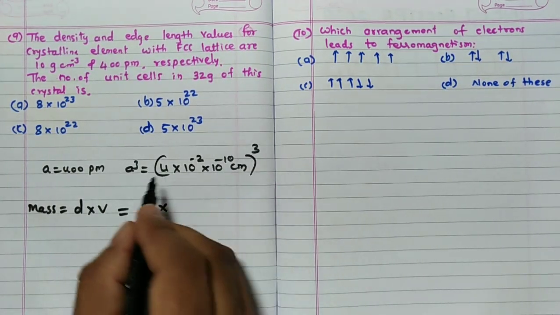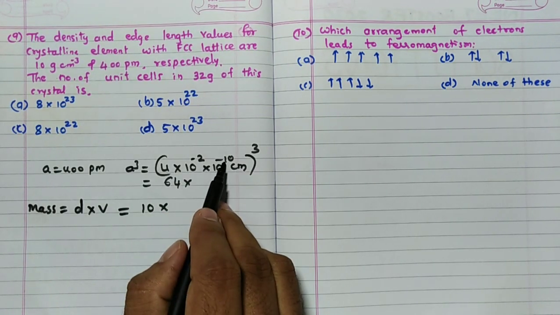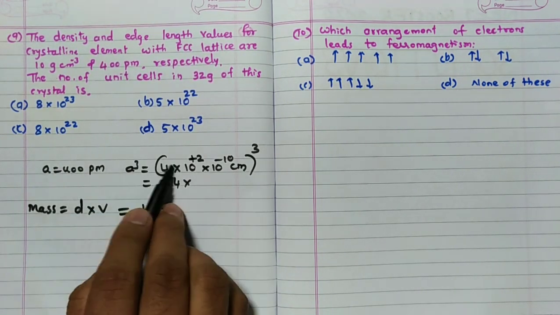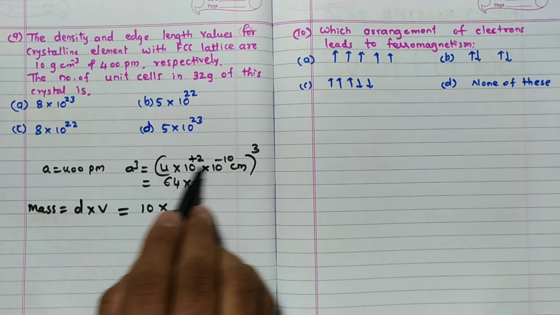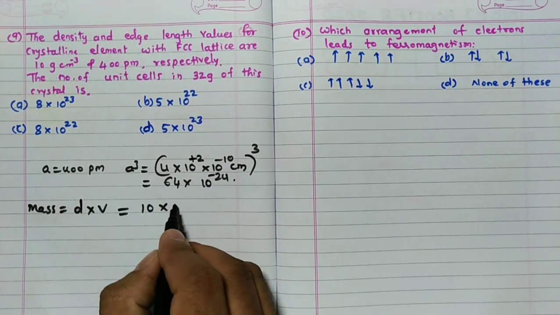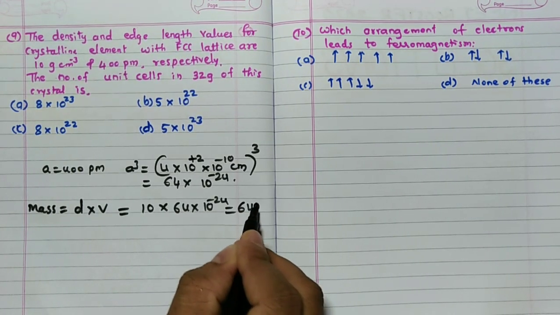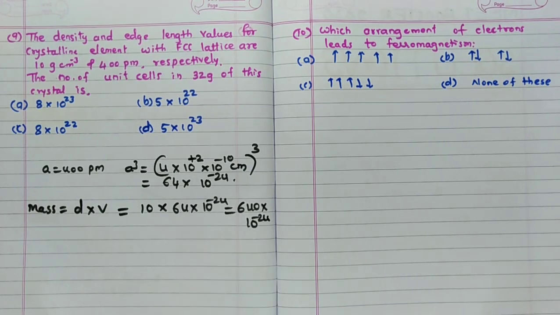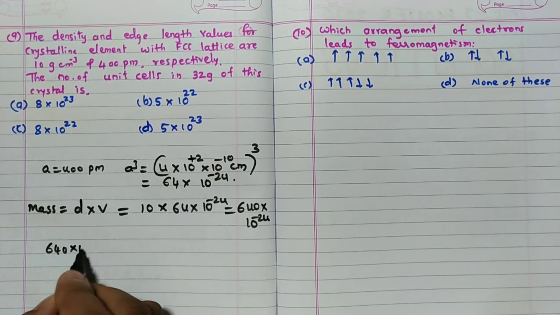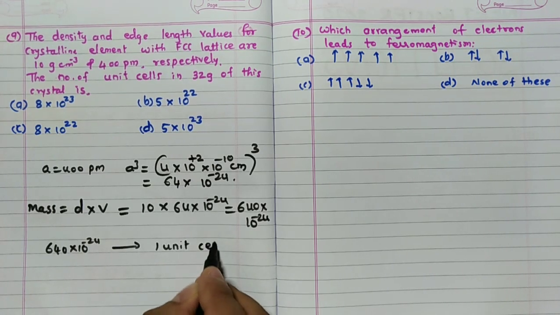So this cube, when I do this cube, 4 cube is 64 into minus 2 minus 10. So here 400 means 4 means it is plus 2, plus 2. 400 means 4 into 10 to the power 2. Plus 2 minus 10 is minus 8. Minus 8 cube is minus 24. 10 to the power minus 24. So 64 into 10 to the power minus 24 is equal to 640 into 10 to the power minus 24. This is the mass. Now the calculation is like, remember, 640 into 10 to the power minus 24 belongs to 1 unit cell. This is the mass.